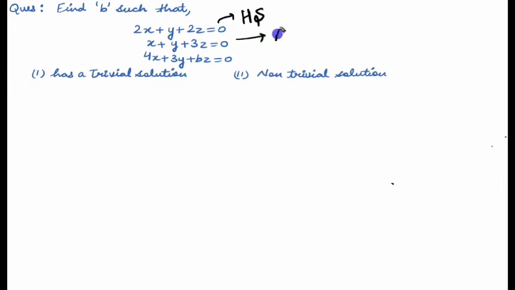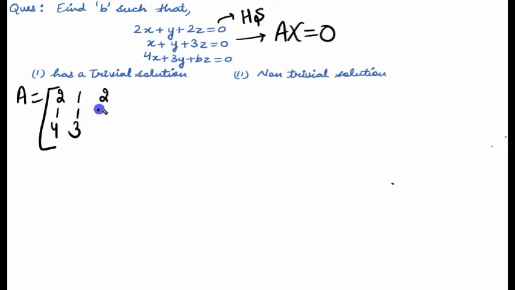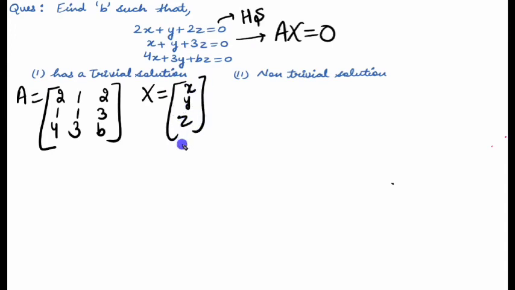So this homogeneous system can be written as a matrix equation AX is equal to 0. Where what is the matrix A? Matrix A is the coefficient matrix. The first column will be the coefficients of X: 2, 1 and 4. Second column will consist of the coefficients of Y. Third column में this will be 2, 3 and b. This is the coefficient matrix A. उसके बाद हमारे पास matrix X होगी which is X, Y and Z, the matrix of unknowns.